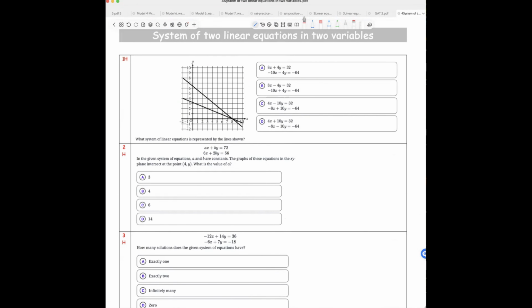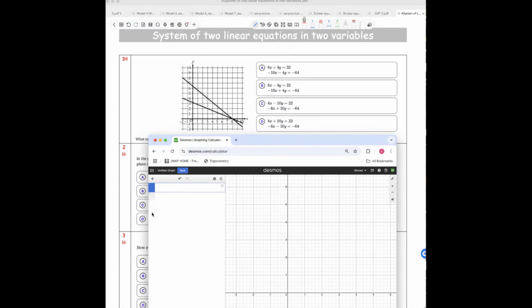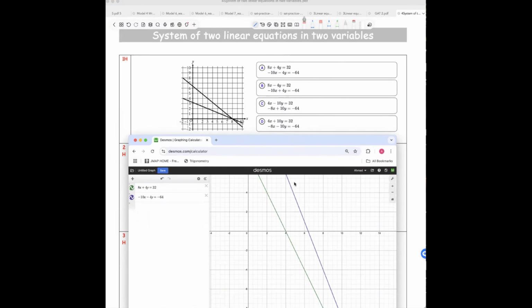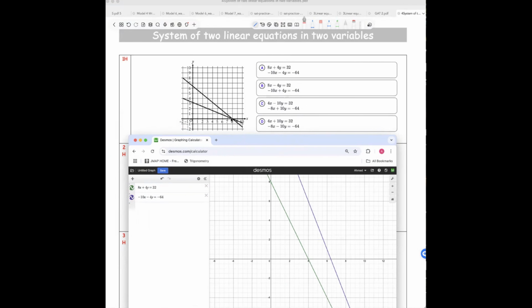But I think using Desmos will be better. You can pick one from the choices like this. Any answer, for example, the first one, 8x plus 4y equals 32. And the second equation will be negative 10x minus 4y equals negative 64. I think we don't have the same graph. This is not the same graph. They intersect in the graph at the point 8 and 0, so this is not the correct answer.